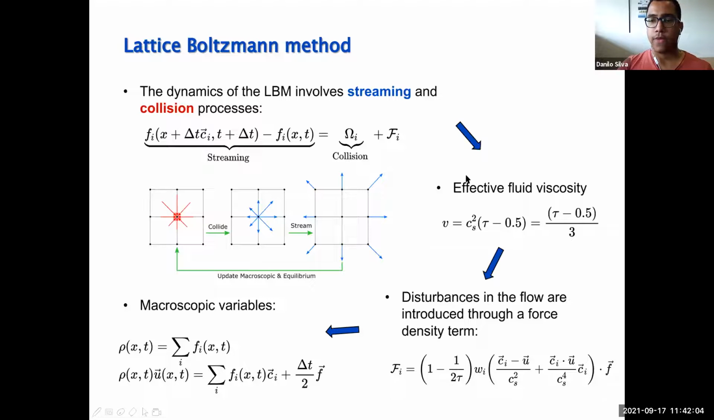Also, the Lattice Boltzmann method is very useful for giving an effective fluid viscosity, which depends on the speed of sound of the lattice that we're using. To include external forces acting on the fluid, we can just introduce a density force term to include any external forces acting in this particular fluid. And then it's just a matter of updating our macroscopic variables, such as density and velocity, by summing over our distribution functions.